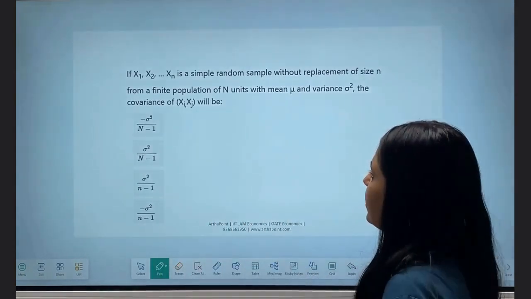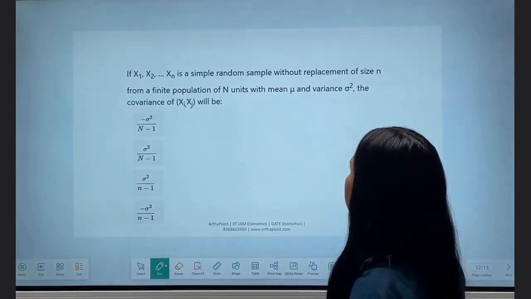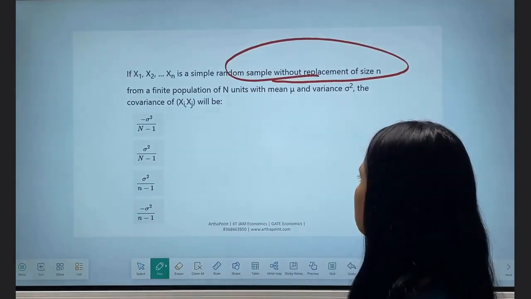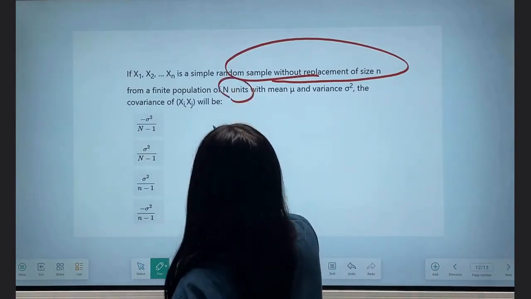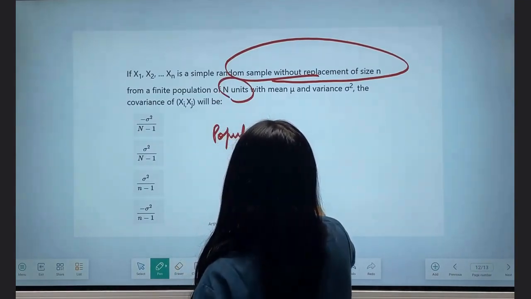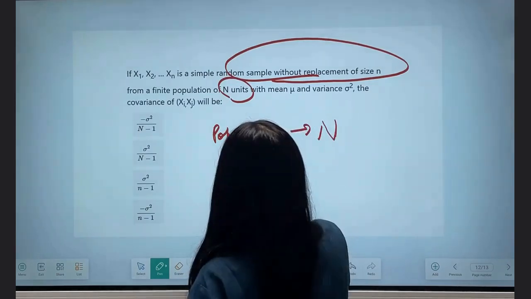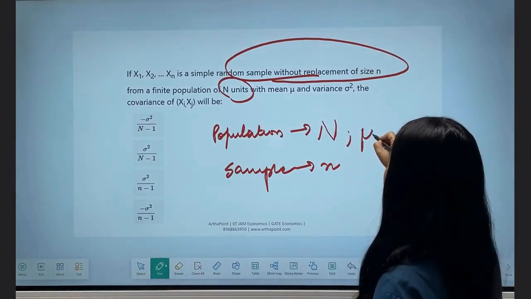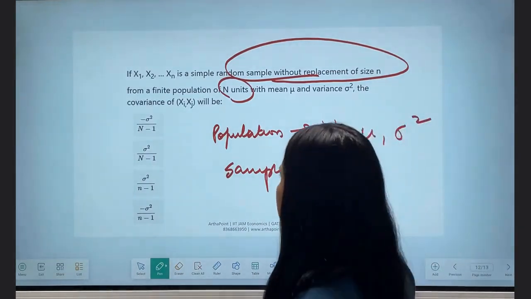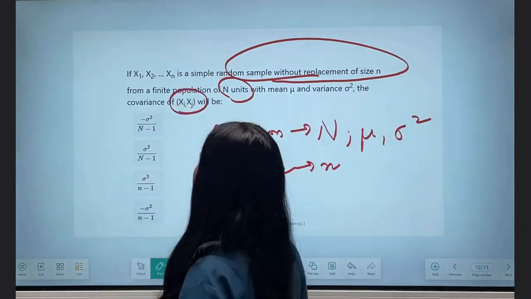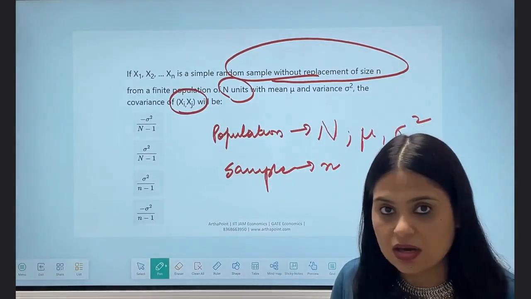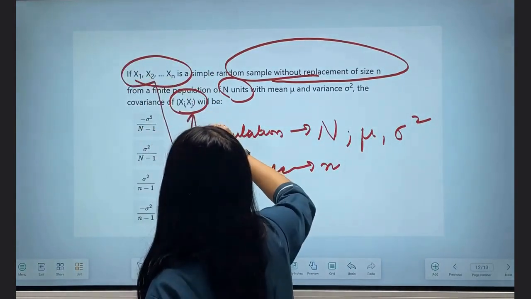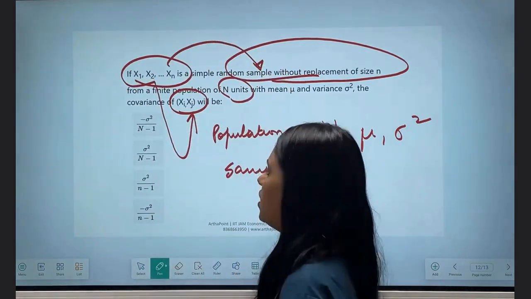ओके, क्या कहता है ये? x1 x2 till xn is a simple random sample without replacement of size n from finite population. Population size capital N. Population है N और sample है small n. Mean of the population is mu and variance is sigma square. Find the covariance. बेटा कोवेरियंस निकालना है सैंपल का. सैंपल के ये वैल्यूज हैं x1 till xn. सो कोवेरियंस सैंपल का निकालना है.